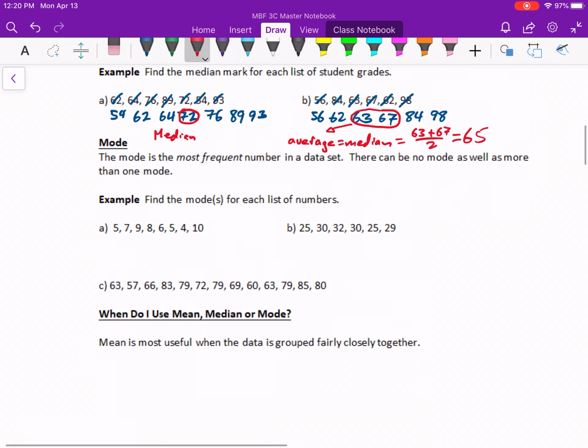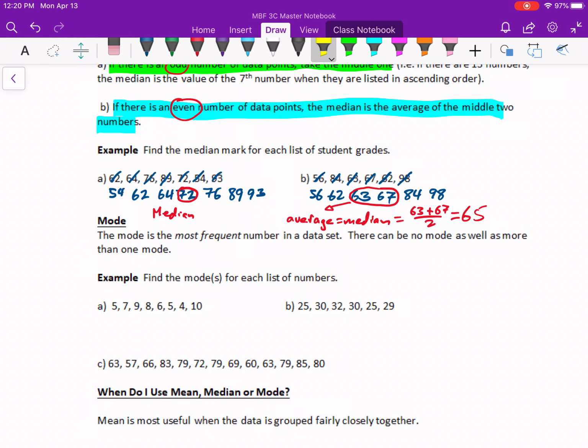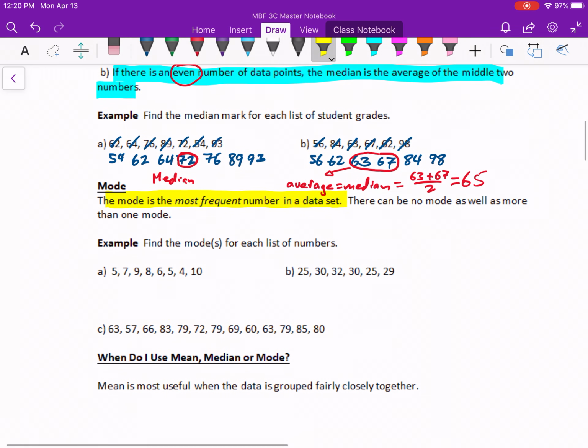The last one is the mode. It's the most frequent number in a data set. There can be no mode. There can be more than one mode. So find the mode of each set of numbers.